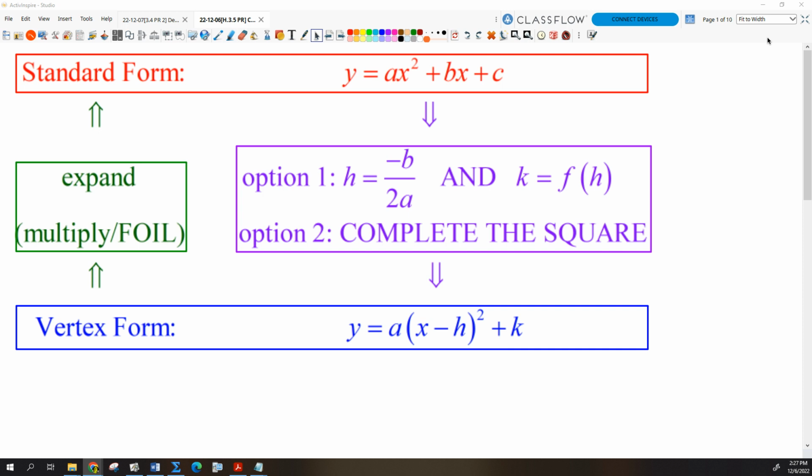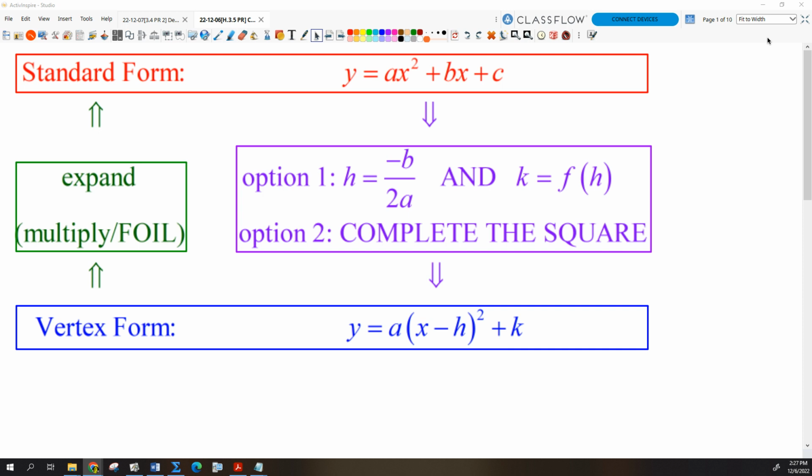I would just follow order of operations, and I would do this exponent first. So I'd have x minus h squared is x minus h times x minus h. Multiply all that out. Then I would distribute an a, and then I would just add k, add that number, combine like terms, and magically we would be in standard form. This is really just simplified form, okay?